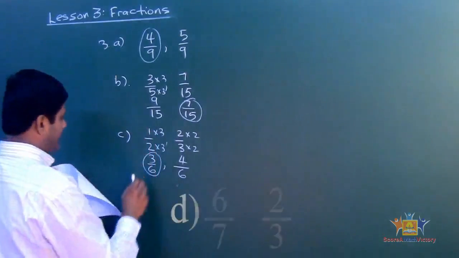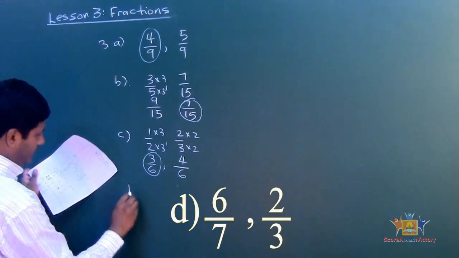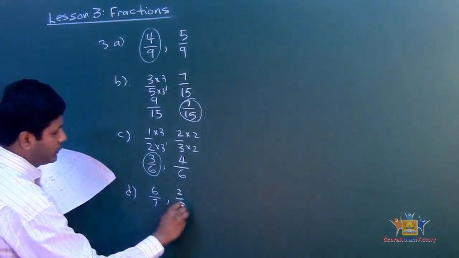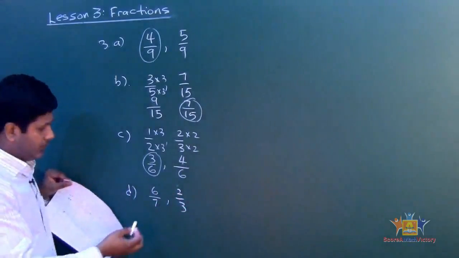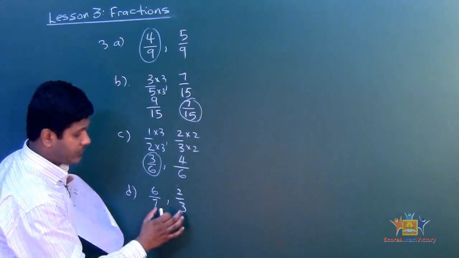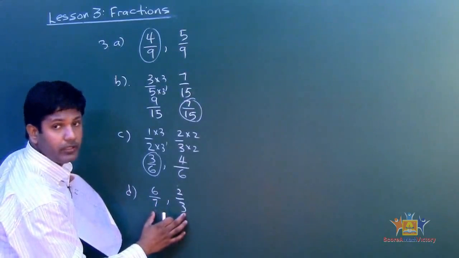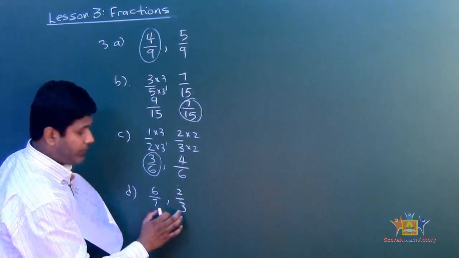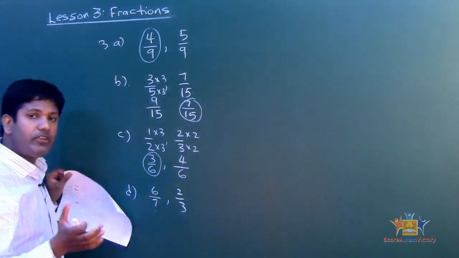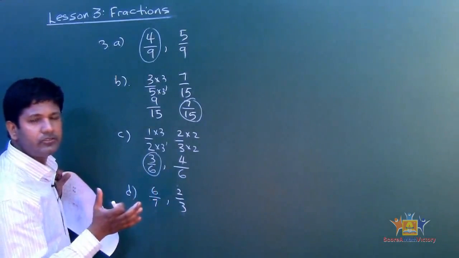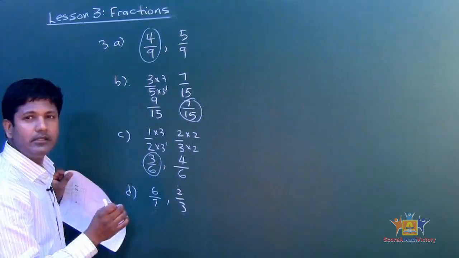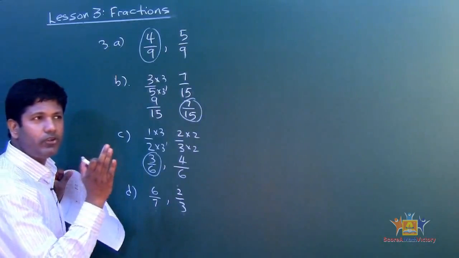So now let's go to the D. For D we were given 6 over 7 and 2 over 3. Again, we find the common denominator. What's the common denominator between 7 and 3? One quick way of doing it is 7 times 3 is 21, and then trace it back. Is there anything smaller than 21 that 7 and 3 can fit in from the timetable? So you came through your timetable.